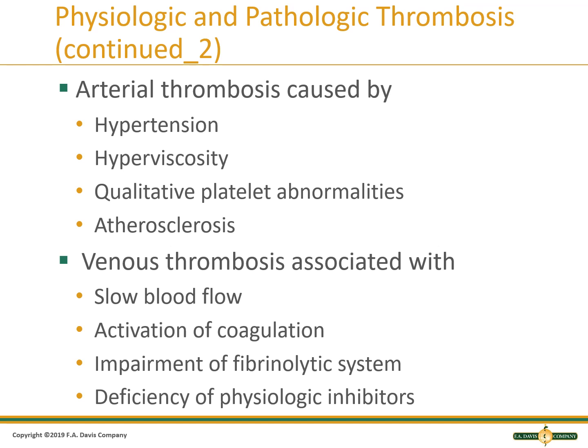Arterial thrombosis can be caused by hypertension, that means an increase in your blood pressure. Hyperviscosity, meaning the blood is thicker than what it should be, so it's harder to move. Qualitative platelet abnormalities, and atherosclerosis, which means that there is a buildup of plaque and such inside the arteries. Venous thrombosis is associated with slow blood flow, something that has activated coagulation, an impairment of the fibrinolytic system, and some sort of deficiency of the physiologic inhibitors.